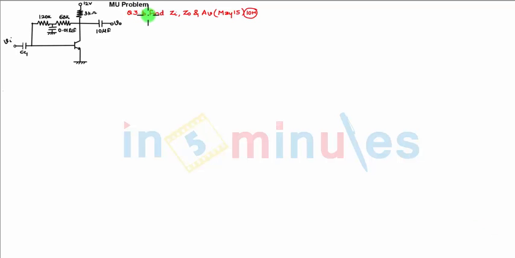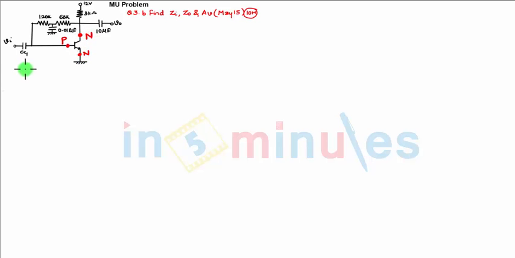Next, I have a university problem from May 2015. Now, what we do first, whenever we get a problem, is identify the type of the transistor. Here you have the base, emitter and collector. The arrow is always from P to N, so it is an NPN type of transistor.